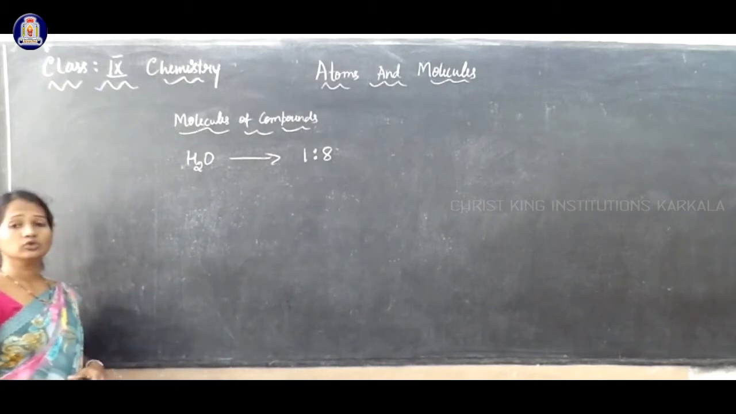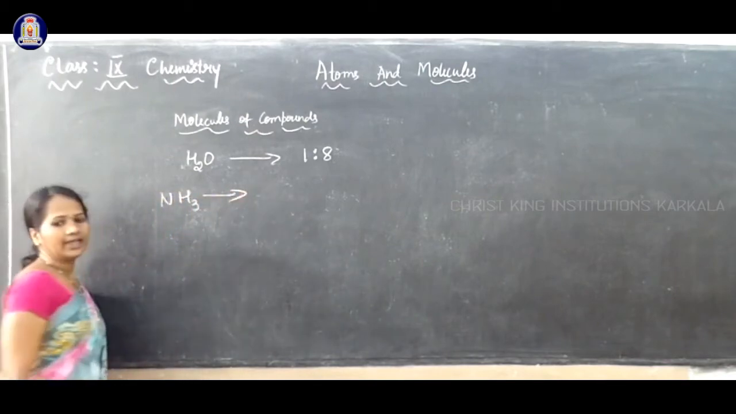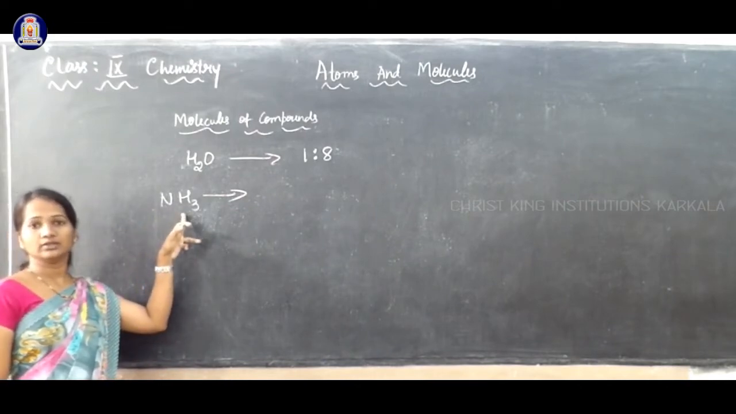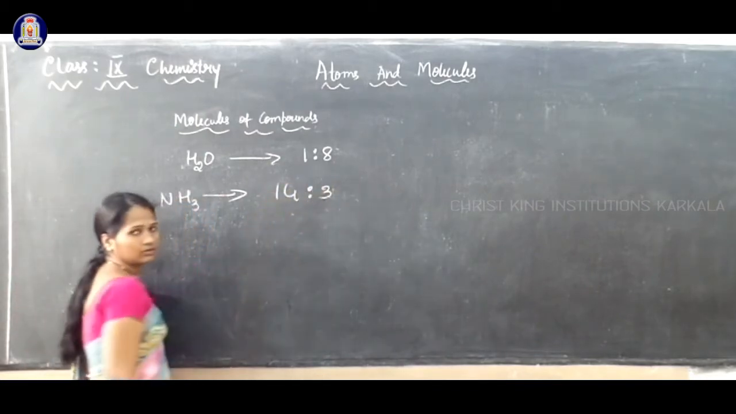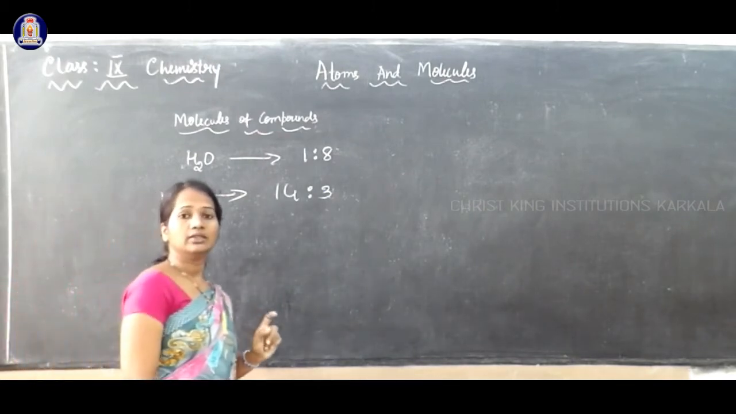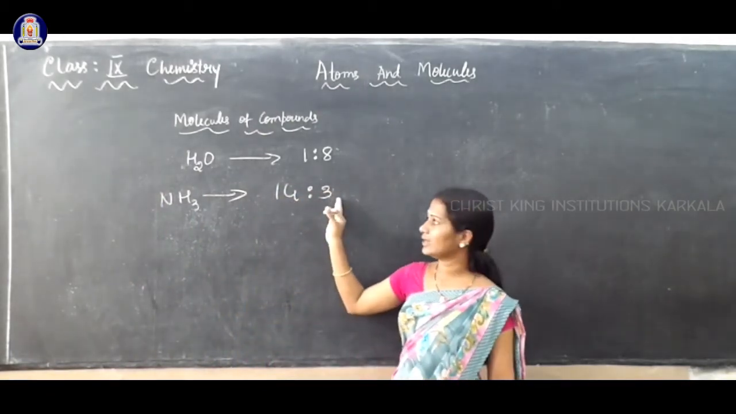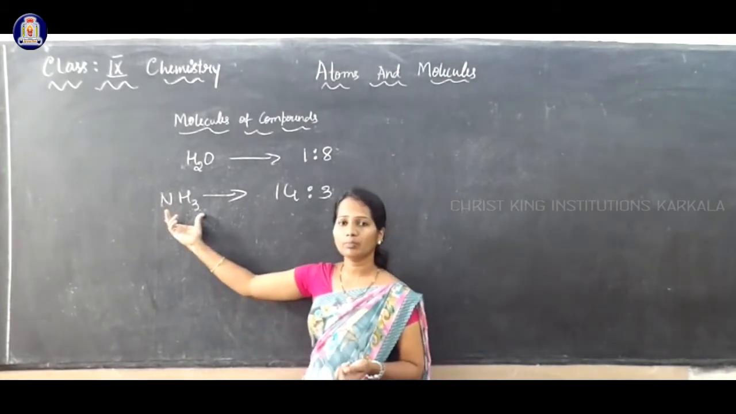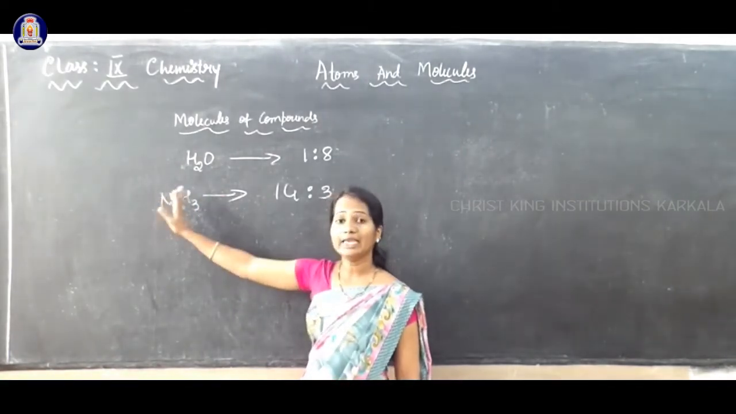When you come to ammonia, it is NH3. Ammonia contains nitrogen and hydrogen, they combine with a ratio of 14:3. It contains 1 atom of nitrogen, 3 atoms of hydrogen. They combine with a ratio of 14:3, and we get ammonia. It is a molecule of a compound because ammonia is a compound because it contains nitrogen and hydrogen. Both the 2 elements are present here.